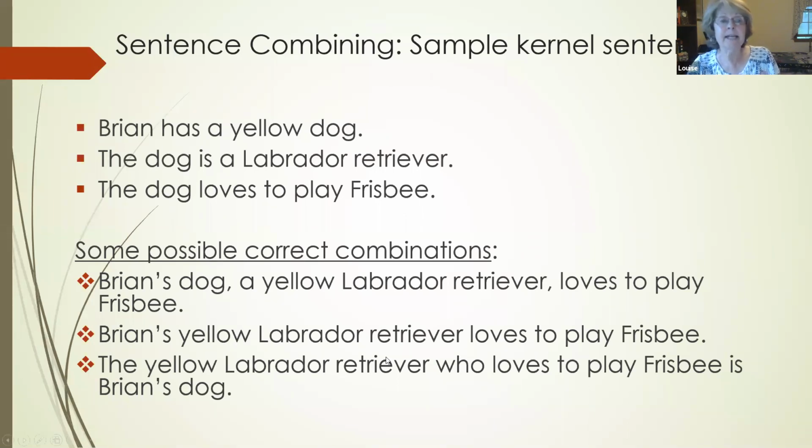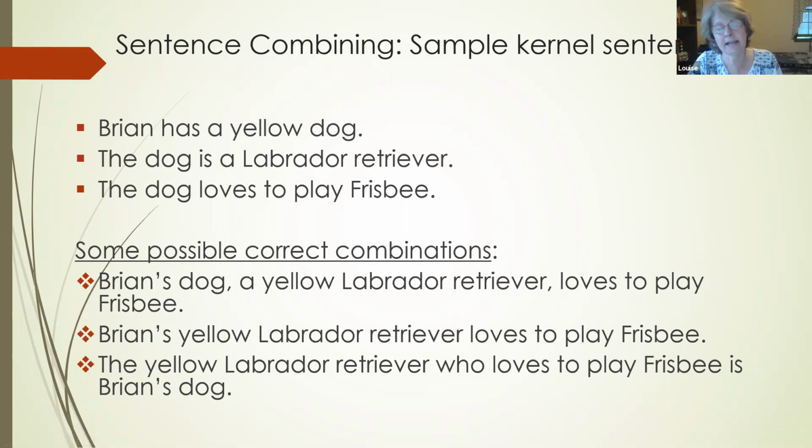But it would not be acceptable to say Brian has a yellow Labrador retriever, because that doesn't put the three ideas together. You have to put the three ideas together. And it also would not be acceptable to say, Brian has a yellow dog and it is a Labrador retriever and it loves to play frisbee, because that's not really a great sentence in terms of structure, okay?